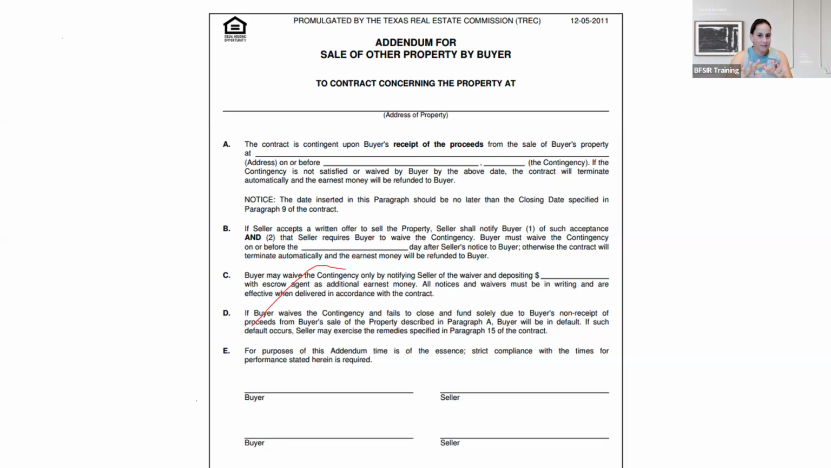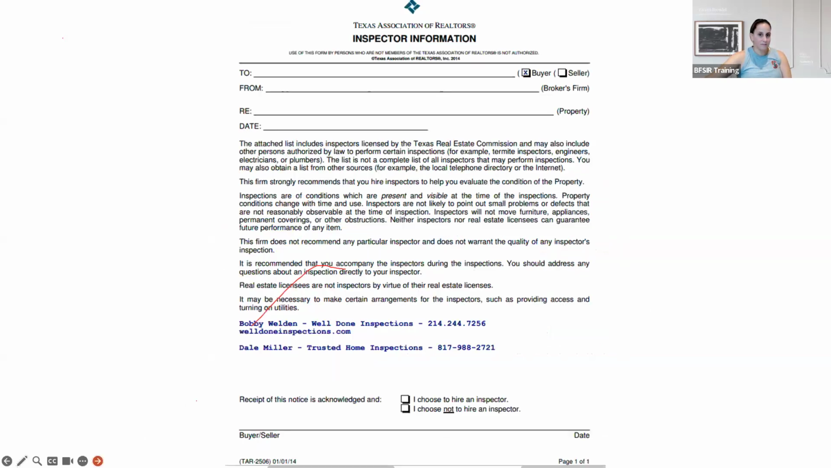People get really confused about this document. If you're in this situation, call us and we'll walk through it. But it's pretty straightforward and clear once we really read it and walk through it.